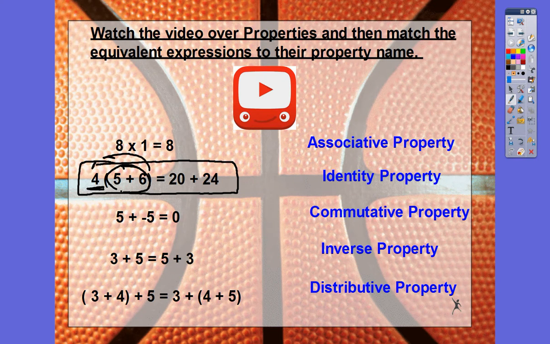So the 20 right here came from 4 times 5, and the 24 came from 4 times 6, and they both equal the same thing. The left side and the right side are exactly the same, okay?